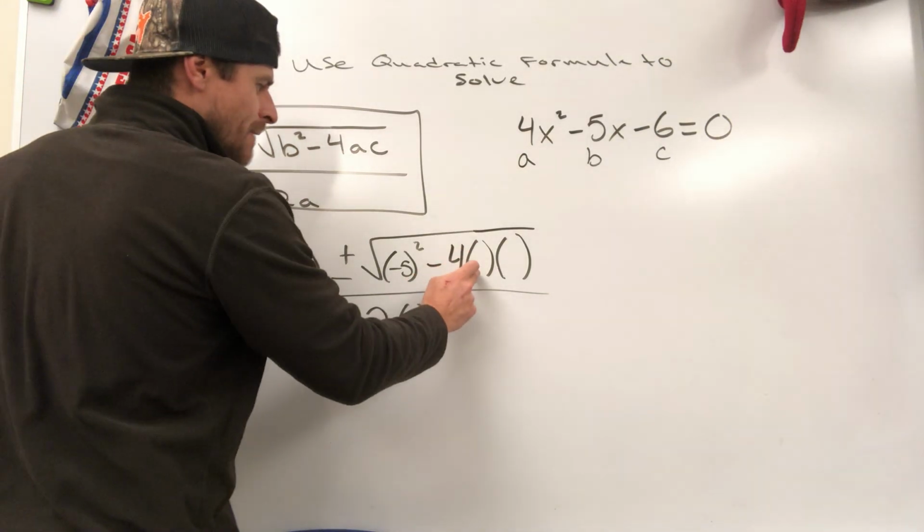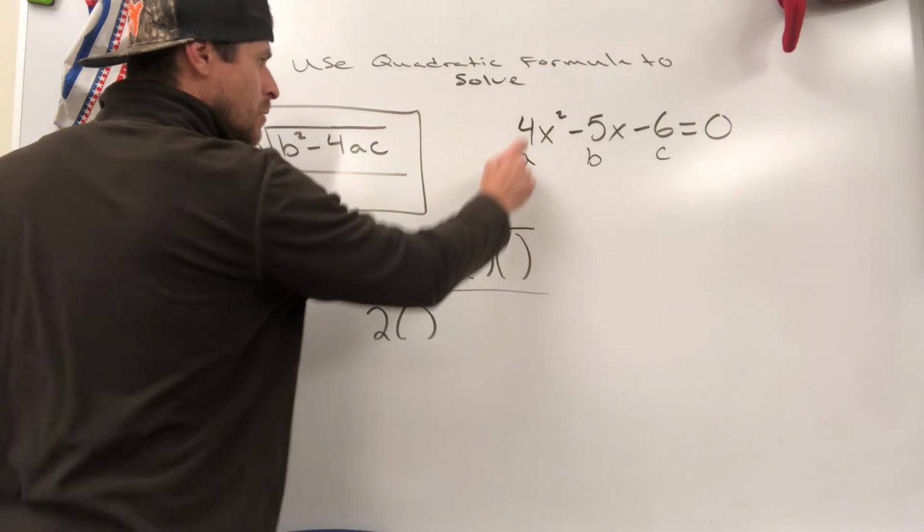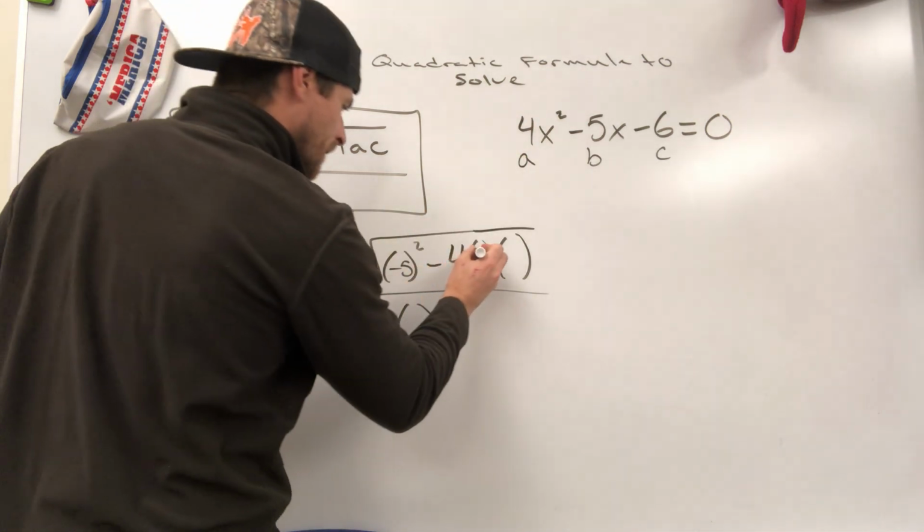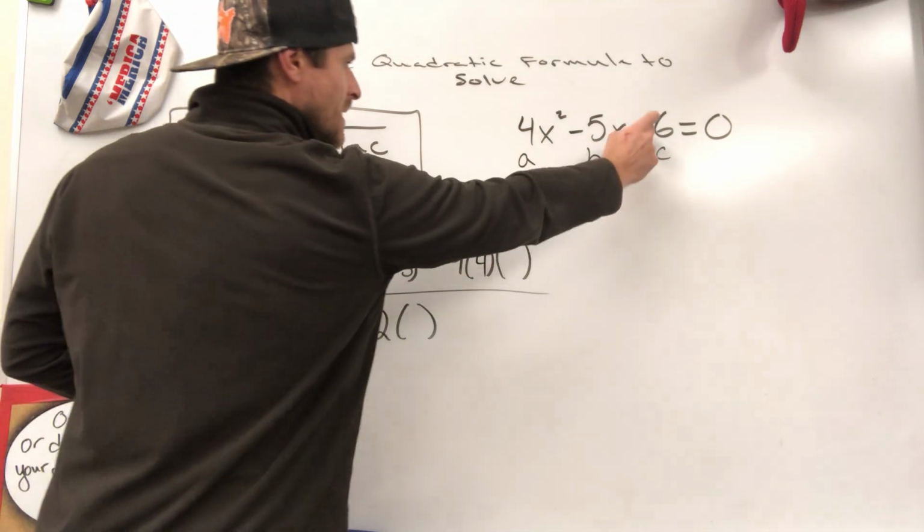Okay, now we need an A value and a C value. Well, my A value is 4, so that's going to be a 4. My C value is a -6.